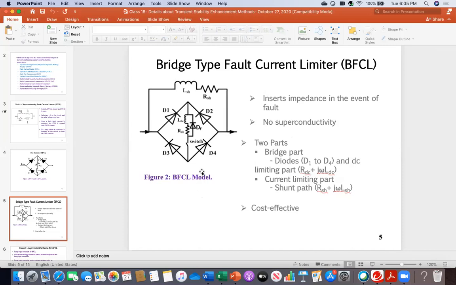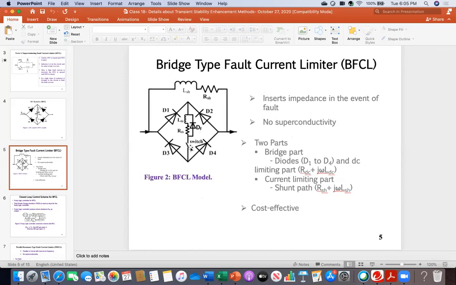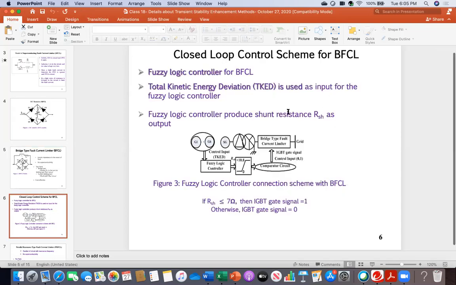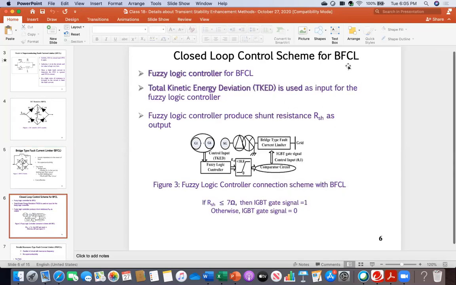So then there is one more fault current limiter. Now, regarding that switch, as I said, during normal condition the switch is closed, and during fault you have to open it so that this path is on. So now lots of control technologies have been developed just to control the switching of this switch, open and close. For example, here is one example, a closed loop control system for BFCL. As you can see, this is the grid, and this is the bridge type fault current limiter, and then there is a transformer, and then a synchronous generator and other generators.